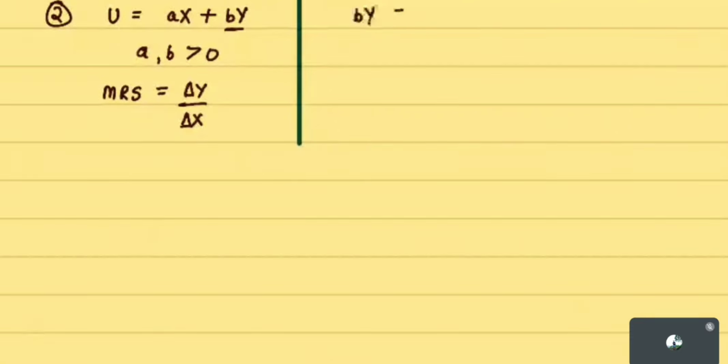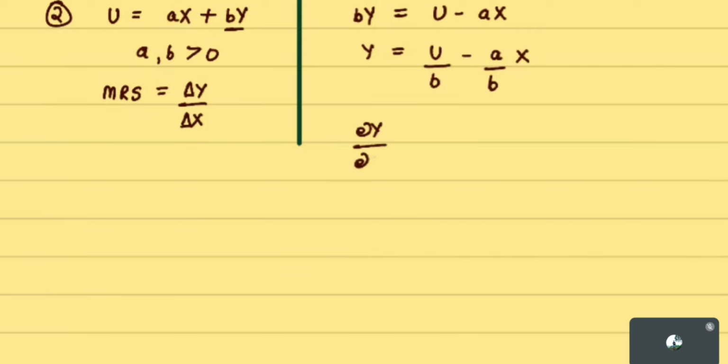We'll have by, this is positive, on the other side it goes negative, so it becomes ax, and in terms of y you'll get u by b minus a by b x. If you derive the slope of it, differentiate y with respect to x, this whole term becomes 0 and you will get minus a by b. The minus sign depicts the inverse relation or the downward sloping indifference curve. Okay, this is the slope.